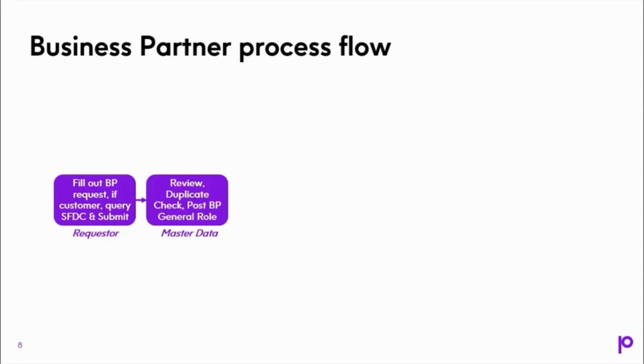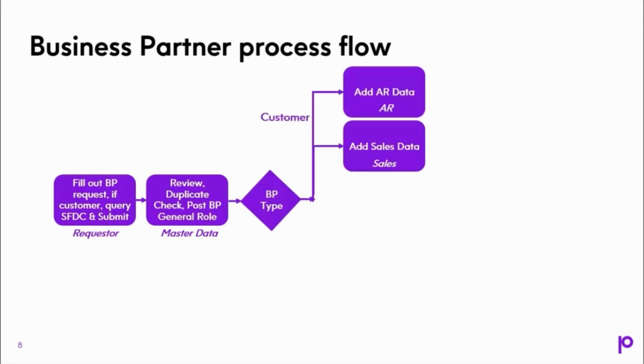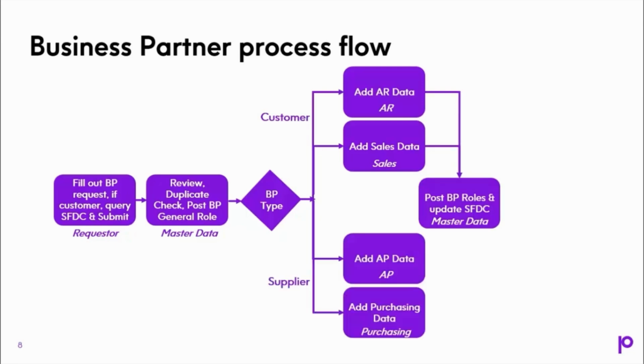Master data will then review it, check for duplicates, and post the general role. And based on the business partner type, we either follow a customer path, adding finance, accounts receivable data, and sales entries. And then that gets routed to master data to post those roles and update Salesforce, again, if it's a customer. Otherwise, we would go the supplier route, adding accounts payable data and purchasing data, and then route it to master data and end. And your process might vary.